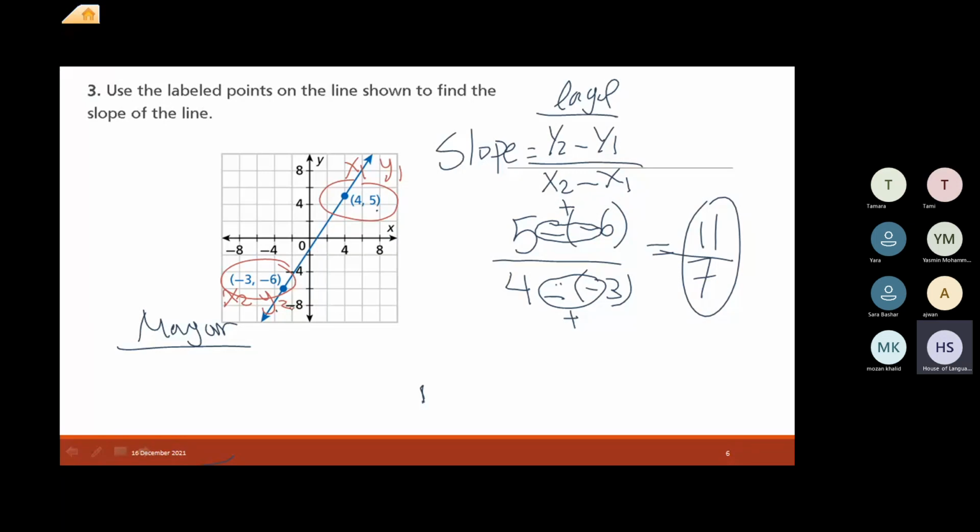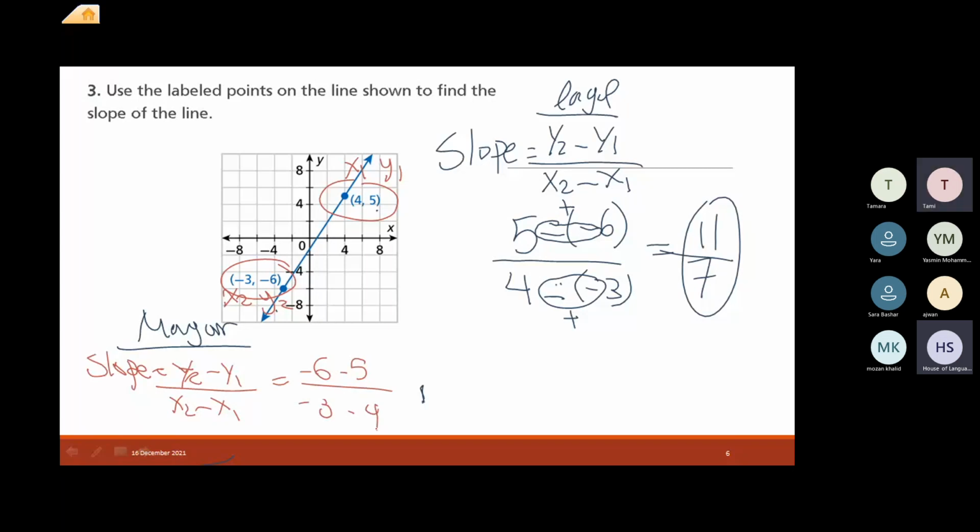Negative 6. So the slope is y2 minus y1 over x2 minus x1. Where is y2? Negative 6. Where is y1? Minus 5. Bravo. Over x2, which is negative 3, minus what? Minus 4. Now, negative 6 minus 5, the same sign.